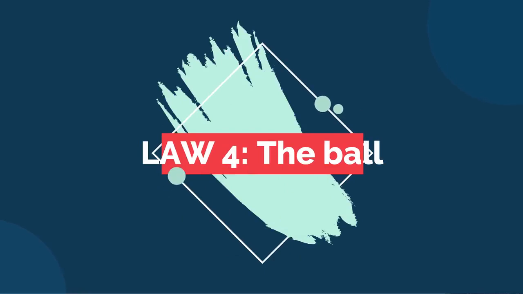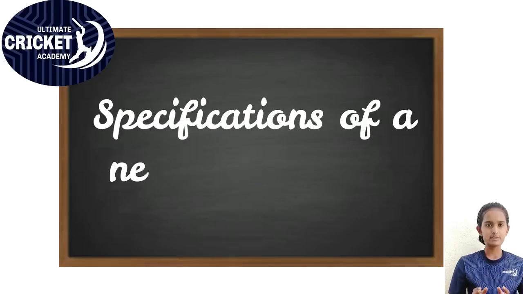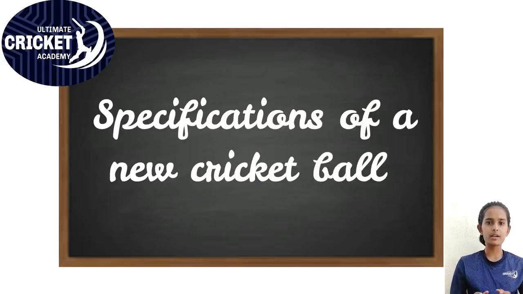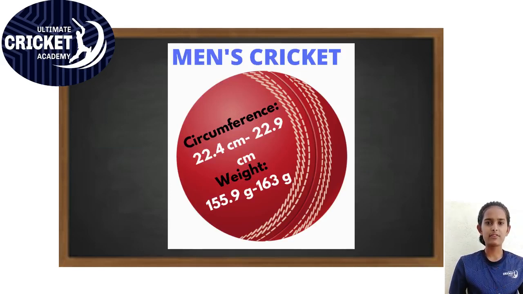Law 4 briefs us about the ball. Let's know the specifications of a new cricket ball taken into play. In men's cricket, the ball, when new, shall weigh not less than 155.9 gram nor more than 163 gram, and shall measure not less than 22.4 cm nor more than 22.9 cm in circumference.